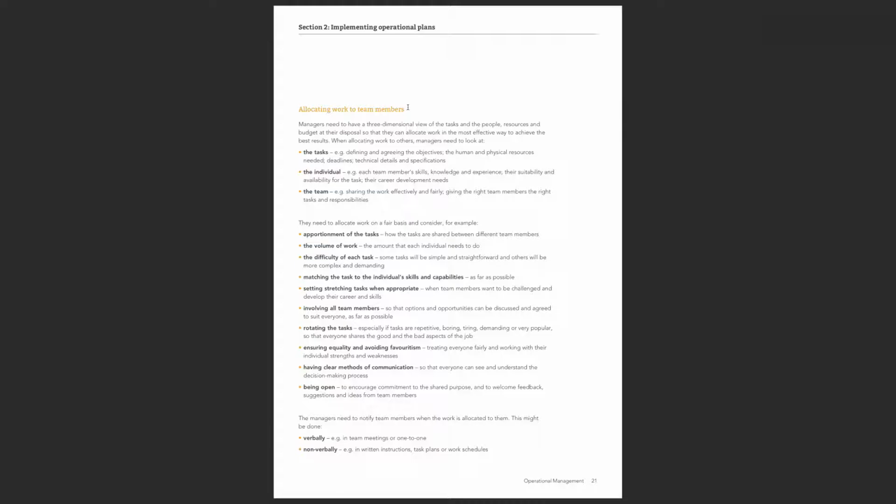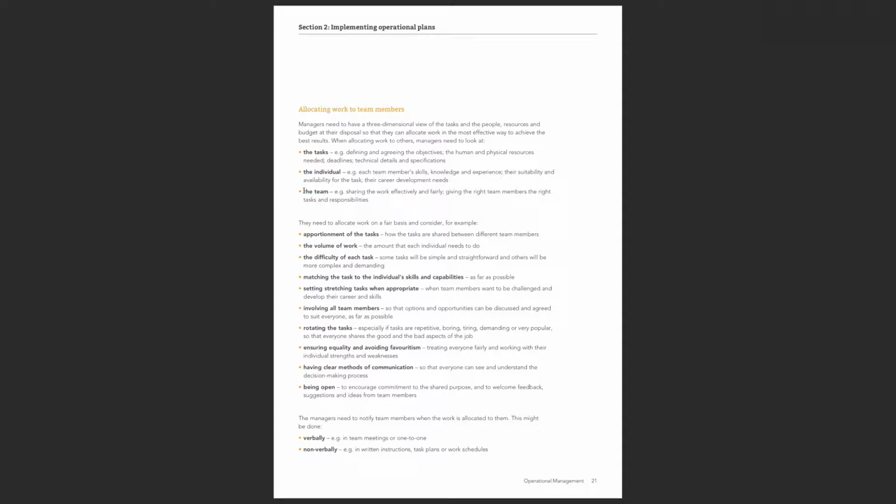Remember what we said before: when allocating work to others, you need to look at the task, defining and agreeing the objectives. What are the human and physical resources needed, the deadlines, technical details and specification? The individual, its team member skills, knowledge and experience, their suitability and availability for the task, their career development needs. And finally, the team, sharing the work effectively and fairly, giving the right team members the right tasks and responsibilities.